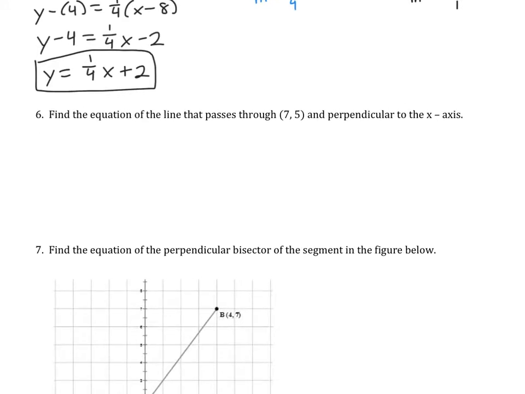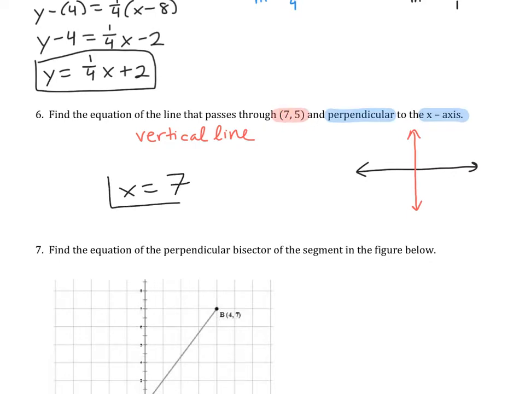So this one, they would like us to find the equation that goes through this point and is perpendicular to the x-axis. So our x-axis looks like this. It's perfectly horizontal. So we know that a perpendicular line will be perfectly vertical. So we're looking for a vertical line that goes through this point. So remember, vertical lines always have the form of x equals some number. So if you want to know which number, look at the point and take the x value. So it's simply x equals 7.